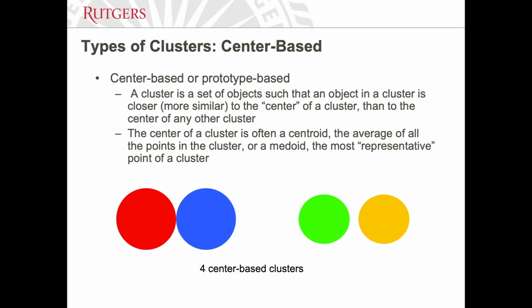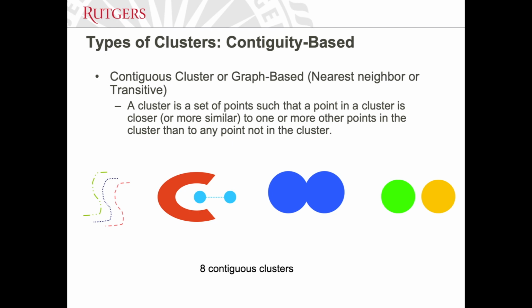It's a set of objects that is closer to the center of the cluster, or centroid, than to the center of any other cluster. For example, the points in the green circle: the distance from the points in this cluster to the central point of the green circle is closer than the distance of the point to the center of the yellow circle.